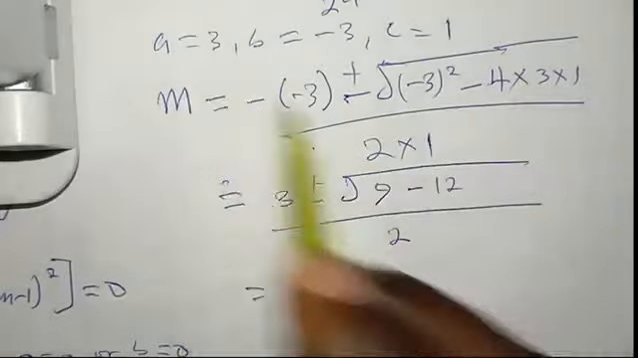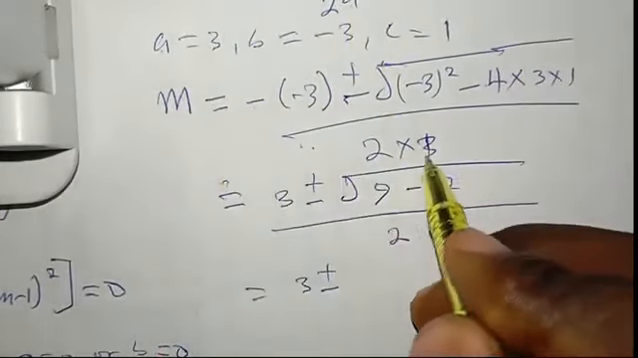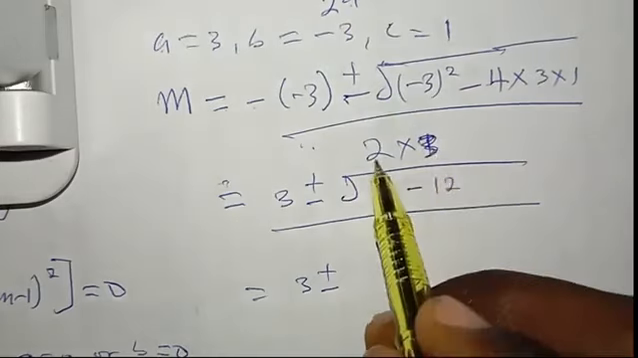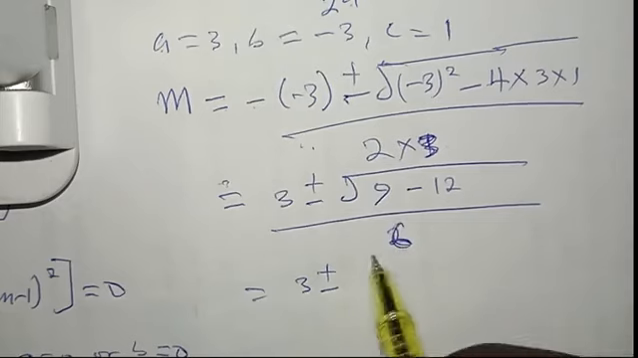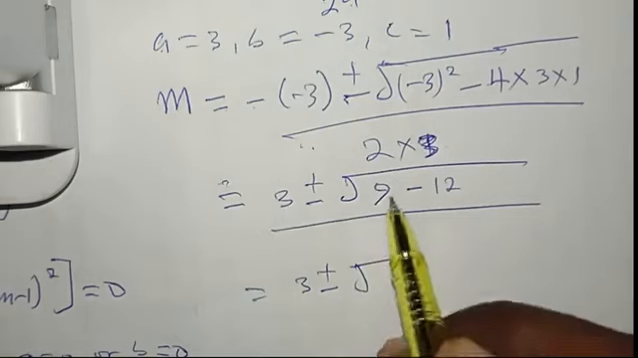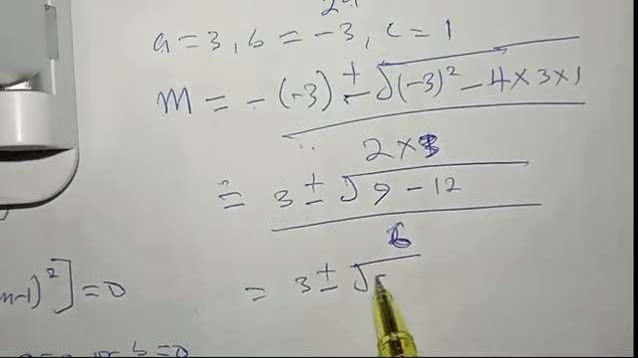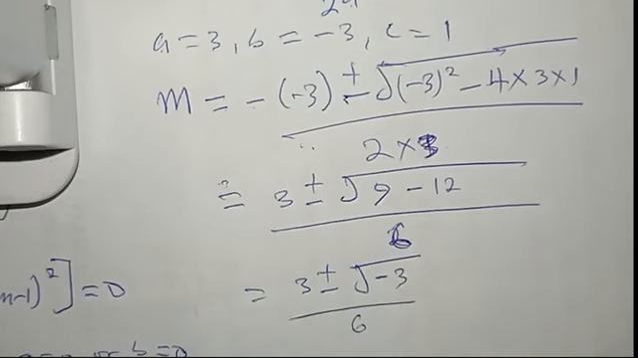Okay, sorry, what we have for a right here is 3. Sorry about that. So we now have 2 times 3 here, and that becomes 6. Okay, so we now have 3 plus or minus the square root of 9 minus 12, which is minus 3, all divided by 6.